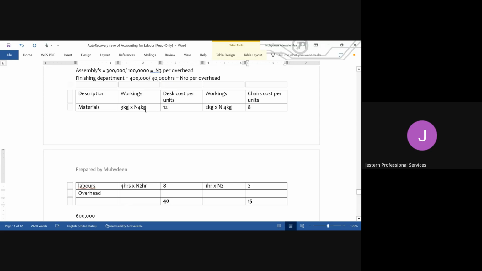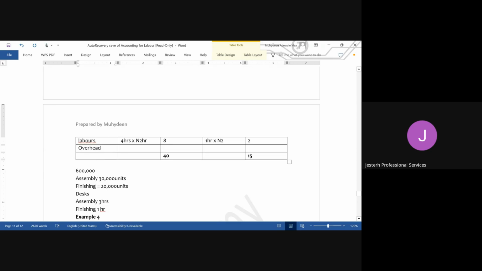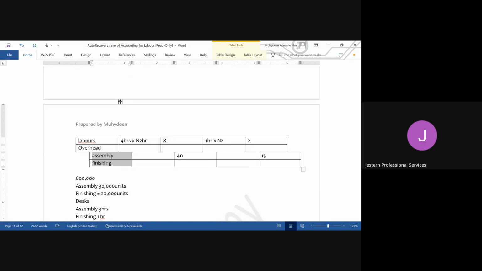So now, for overhead, we have assembly. It's overhead that I want to apportion. We have the finishing department. Give me a minute, let me push this front. It's not giving me what I want. All right, let me just push it here.